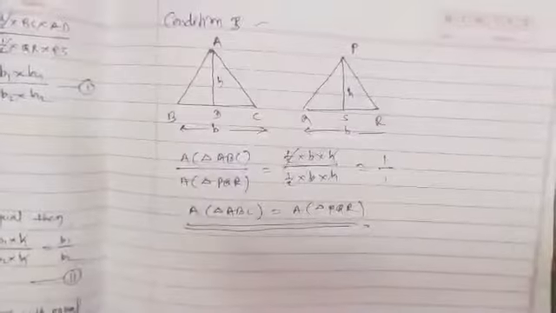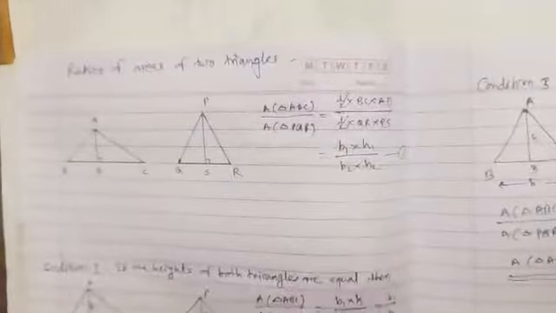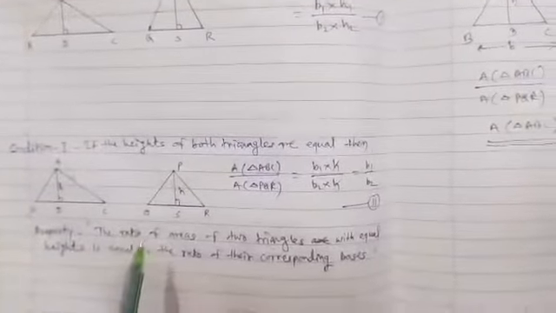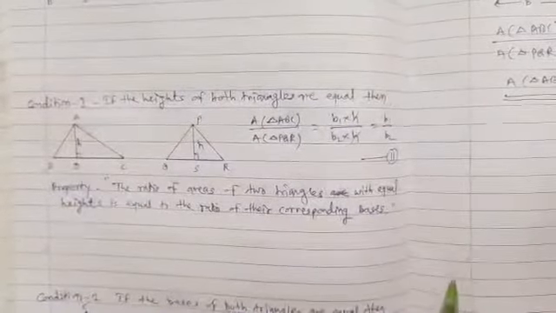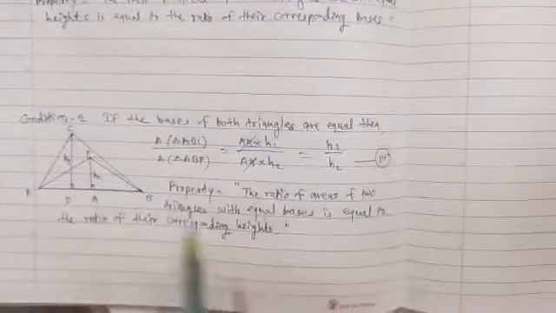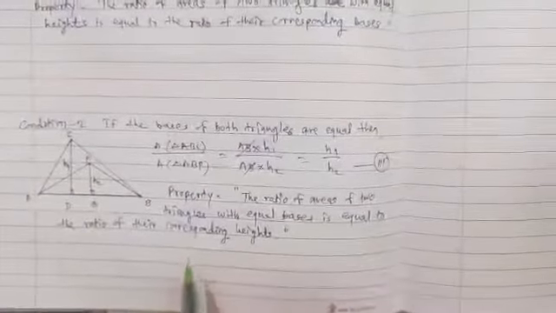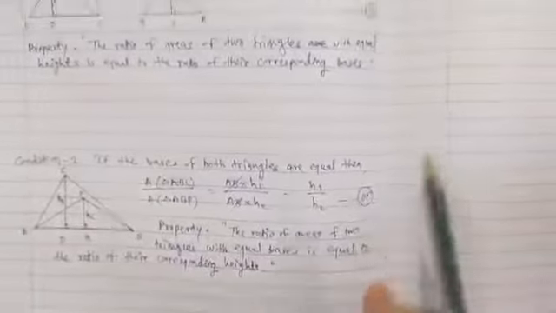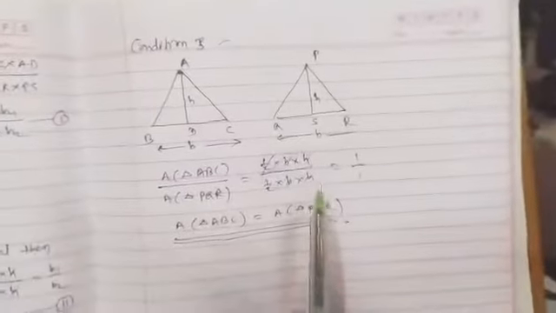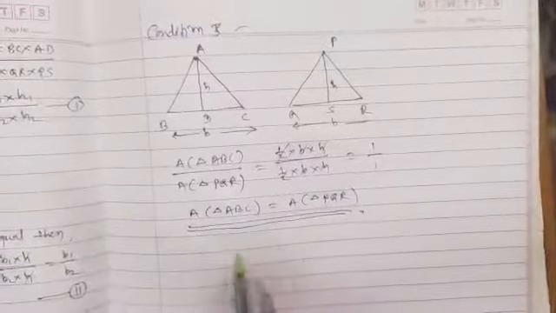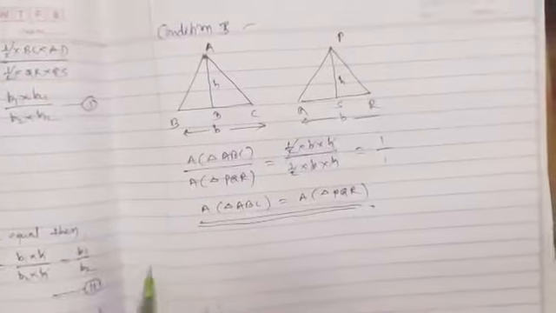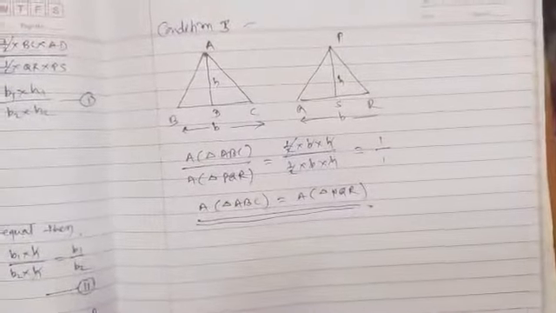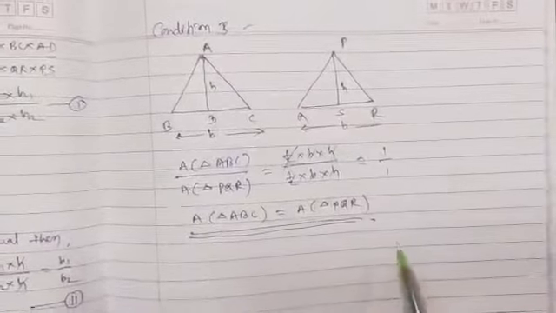So we learn today these three conditions. First of all, when the height is common, the ratio is related to the corresponding bases, and when the base is common, the ratio of the triangles is corresponding to their heights, and when both are the same, then the areas of both triangles are always equal. These are the three conditions. Today we learn ratios of areas of two triangles. Thank you.